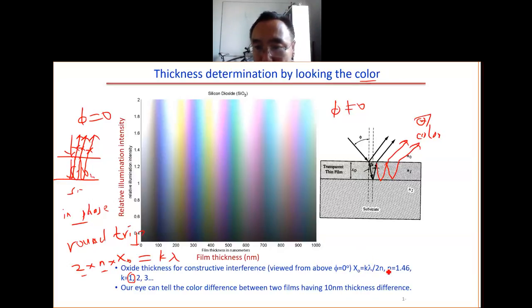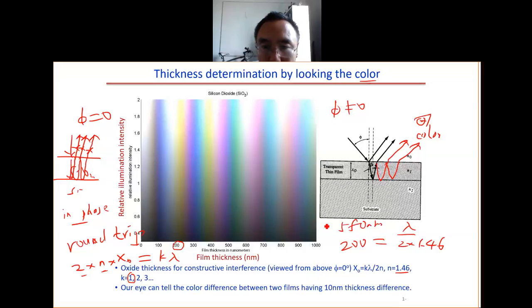For example, if we look at n equal to 1.46, for the yellow color, if we talk about 200 nanometer here, then 200 equals lambda over 2 times 1.46. This gives you 580 nanometer. The lambda equals 580 nanometer. This gives you the yellow color here.